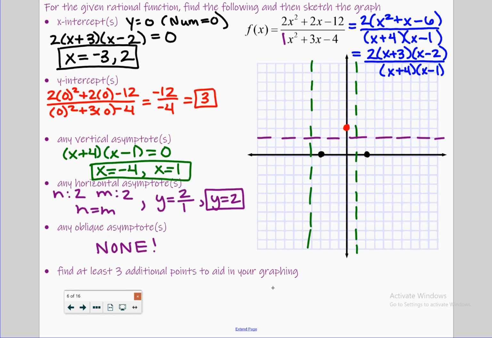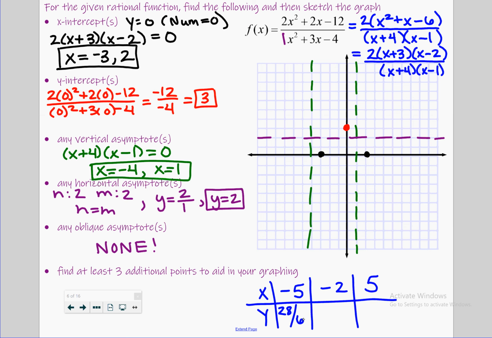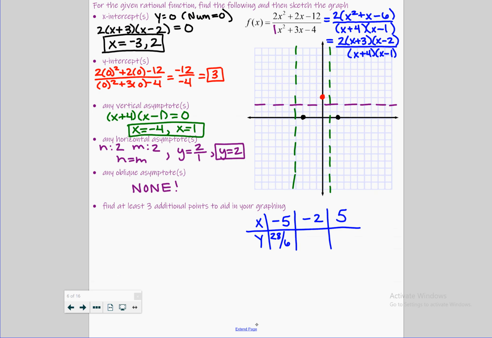So let's say I plug -5 in the numerator. That's going to give me a 50 minus 10 minus 12. So that's going to give me a 28. If I plug -5 in the denominator, that's 25 minus 15 minus 4, which gives me 6. So that is approximately 4 point something. 4.6 repeating. Okay, so we'll just say 4.6. That's fine as far as graphing goes. We have the exact answer there.